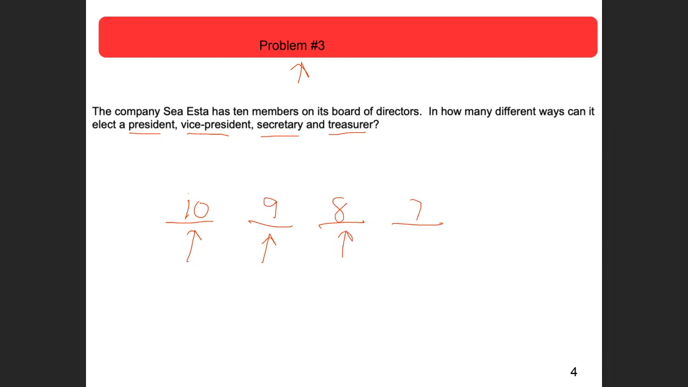So this really is the fundamental counting principle. 10 times 9 times 8 times 7. What does that equal? So we don't get this problem wrong on our assessment. Is that 5,040? Or 720? Is it 720? 5,040? How can we be so off? How can one person have 720 and one person have 5,040?